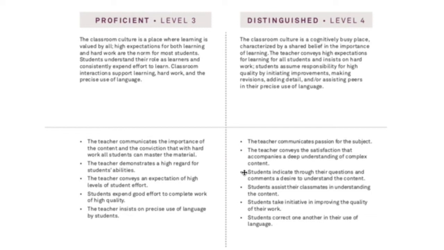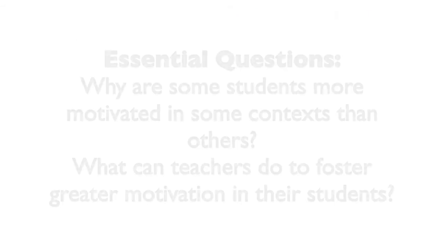As practicum students and as student teachers, we should at least be striving to arrive at level 3 of student engagement, where the classroom culture is a place where learning is valued by all, teachers and students. Also, there are high expectations for both learning and hard work. Our students should understand their role as learners and consistently expend effort to learn. And we will also be able to observe classroom interactions that support learning, hard work, and precise use of language.